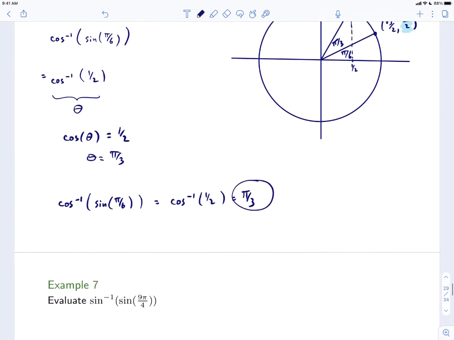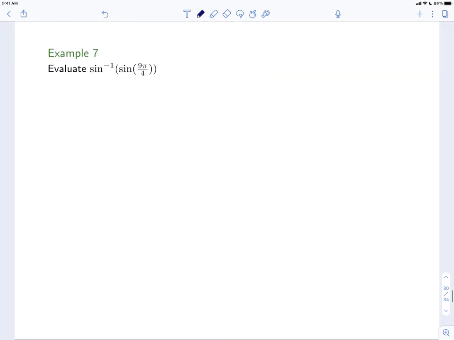Okay, well, let's look at another example. Sine inverse of sine of 9 pi over 4. Now you might be tempted at first to say, oh, well, I can use a cancellation law here. We're looking at sine inverse of sine, so don't those two cancel? Well, yes and no. The answer is not going to be 9 pi over 4, because remember that sine inverse is the inverse of sine on a restricted domain, and 9 pi over 4 is outside of that restricted domain.